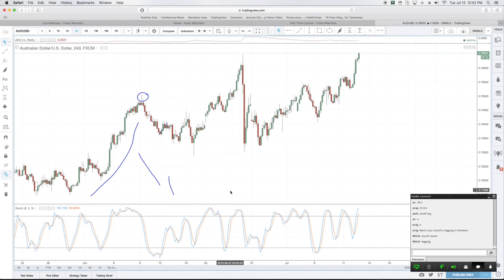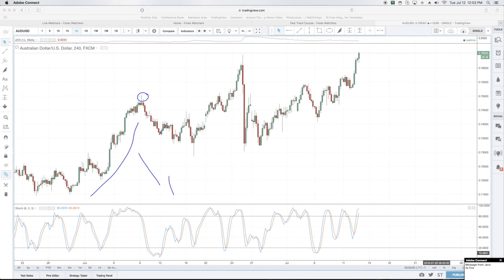Does everyone have sound issues? Back to the screen. You guys can still see the screen?